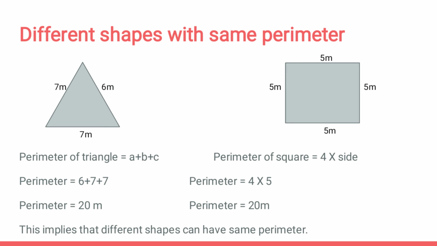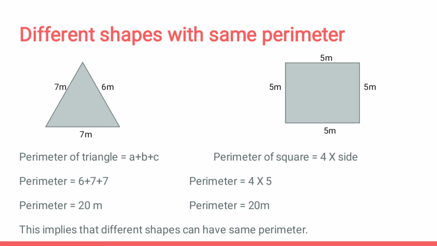Now we will see that different shapes can have the same perimeters. Means the shapes could be different, but the perimeters can be the same. This is not possible for all the shapes and all the perimeters, but in some cases it is possible that the shape is different but their perimeters are the same.